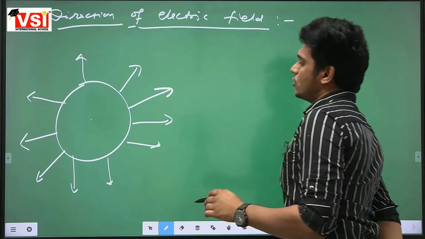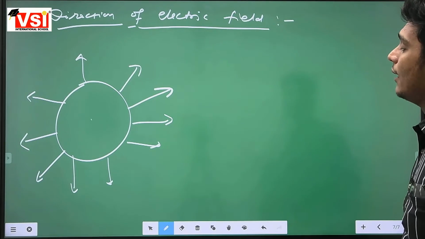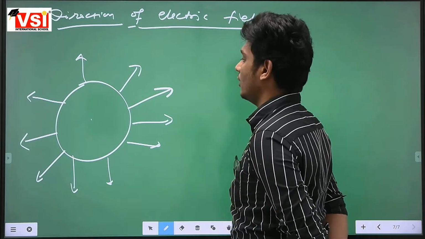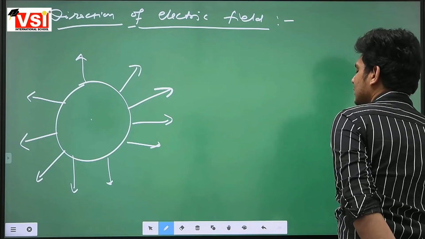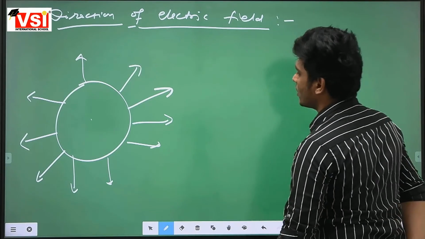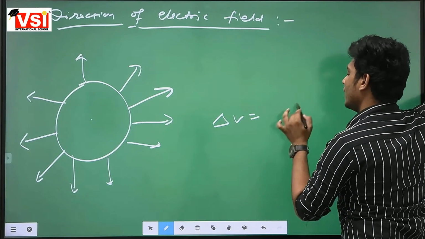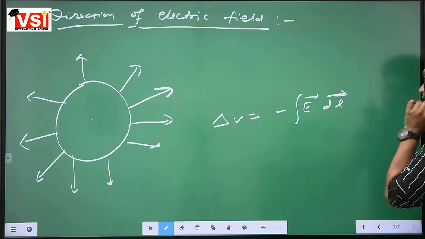But today we are going to prove mathematically why the electric field will always be perpendicular and outward to the surface, as also considered in the Gaussian surface. Let's see why this is happening. As we know, the relation between electric potential and electric field is given as del V is equal to minus integration of E dot dl.